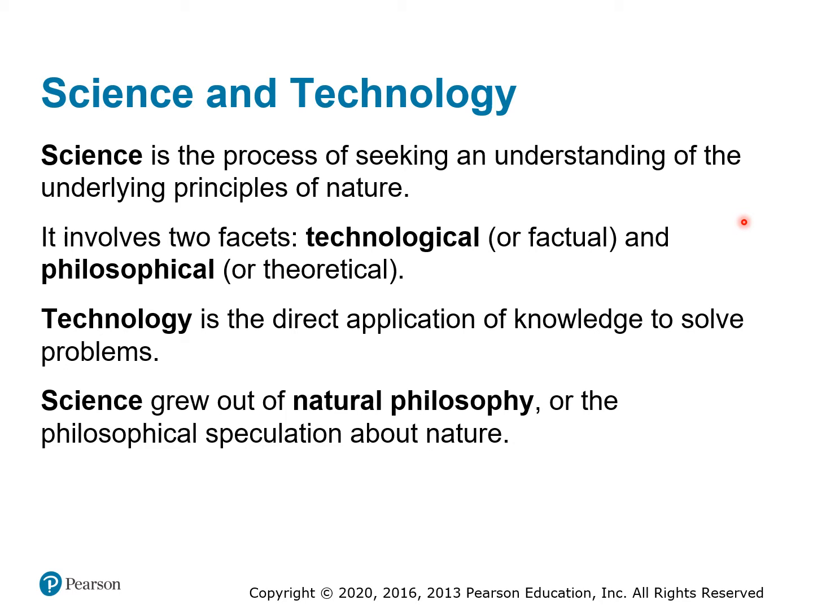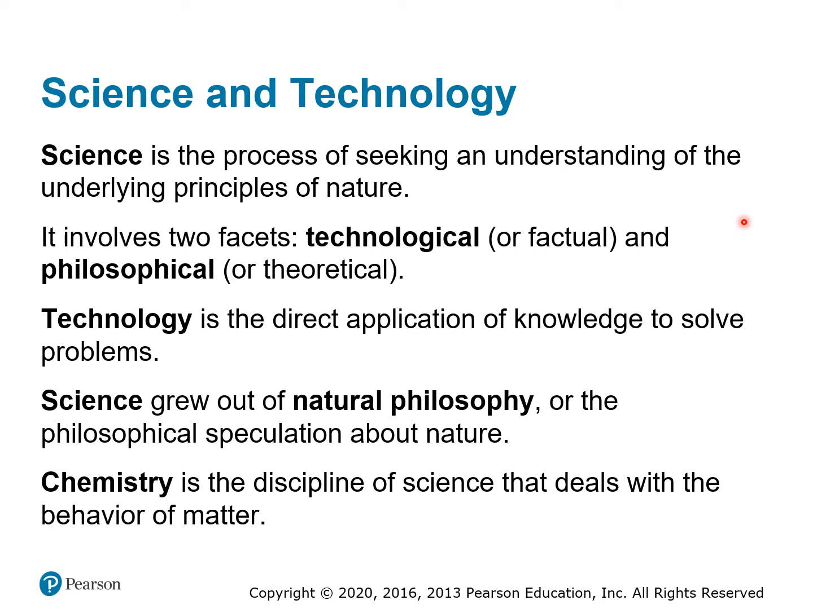So centuries ago, it begins with the Greek philosophers observing nature and starting to think about it, and then forming natural philosophy, and that led to observations, experiments, and then laid the foundation of science. So if I have to define it again, science is a process of seeking an understanding of the underlying principles of nature. And we learned the technological and the philosophical aspects of science. Chemistry, if I have to define it, is a discipline of science that deals with the behavior of matter.